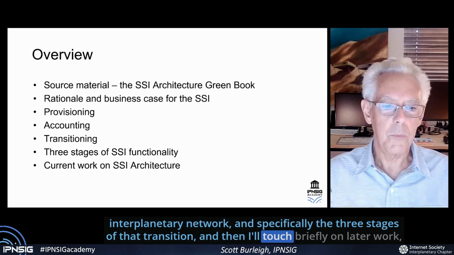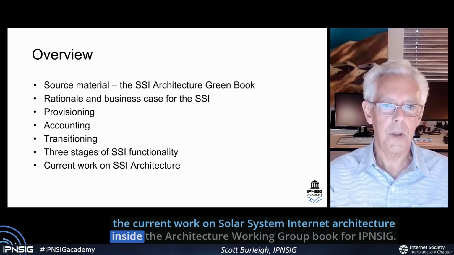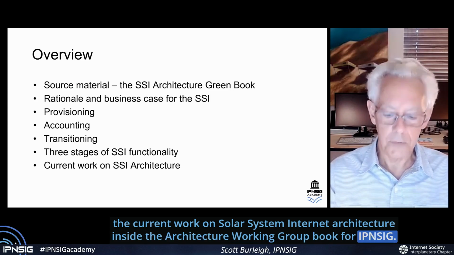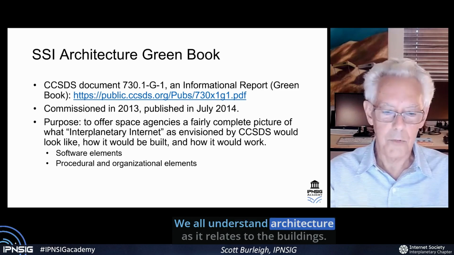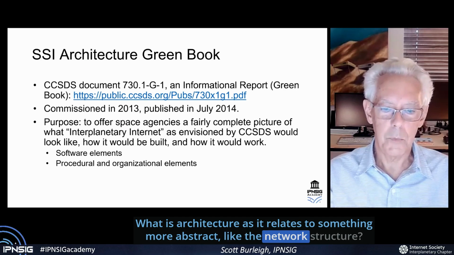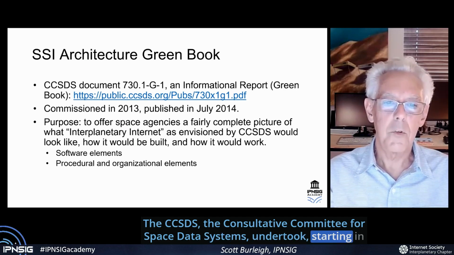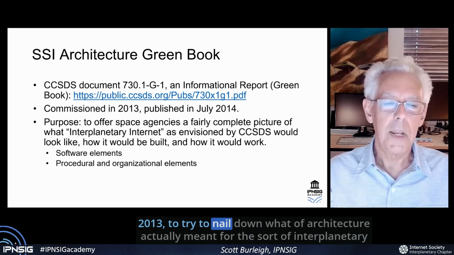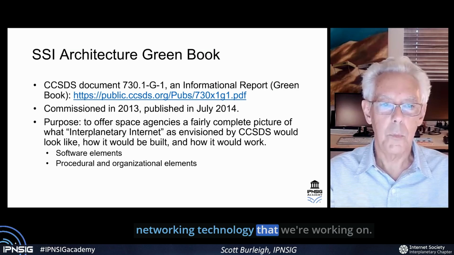And then I'll touch briefly on later work, the current work on solar system internet architecture inside the architecture working group of IPNSIG. So architecture is a slippery term. We all understand architecture as it relates to buildings. What is architecture as it relates to something more abstract like a network structure? The CCSDS, the Consultative Committee for Space Data Systems, undertook, starting in 2013, to try to nail down what architecture actually meant for the sort of interplanetary networking technology that we were working on.